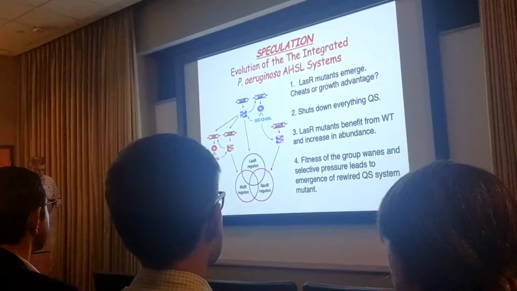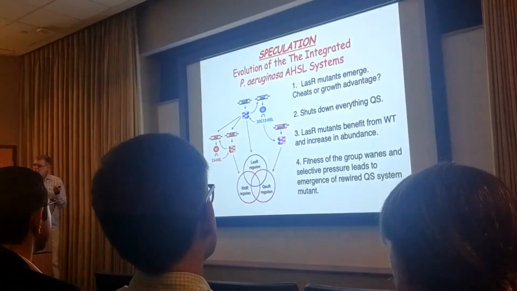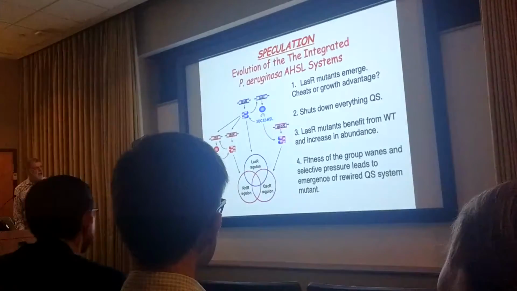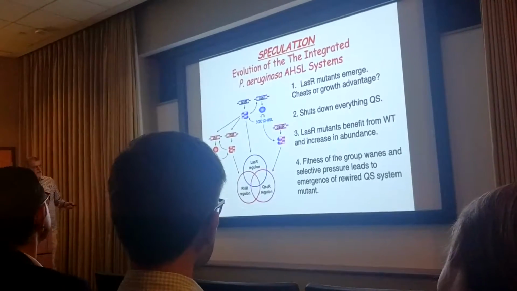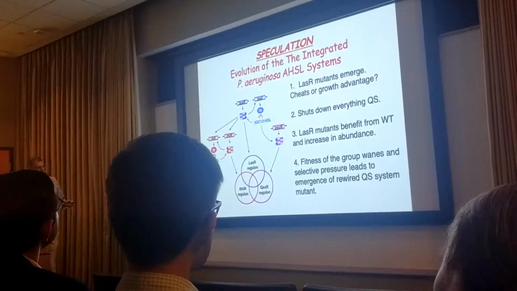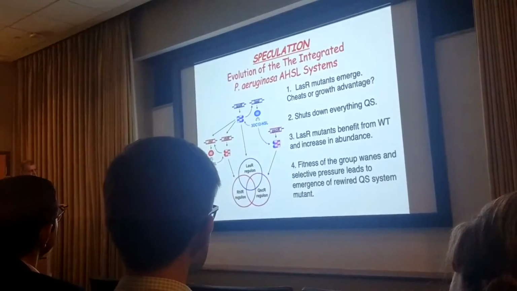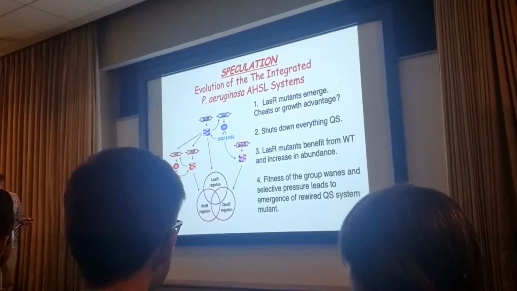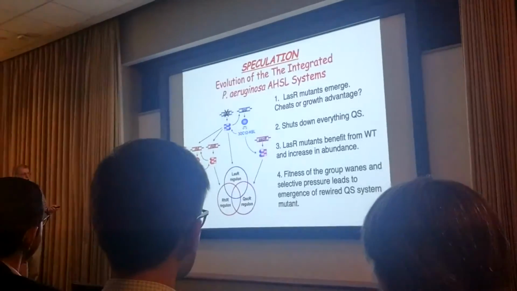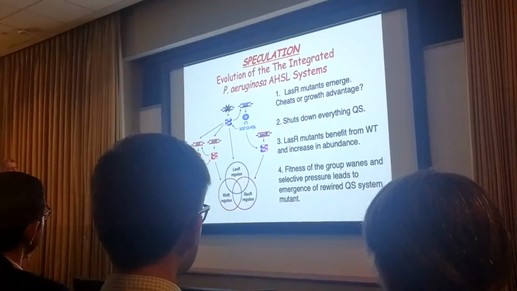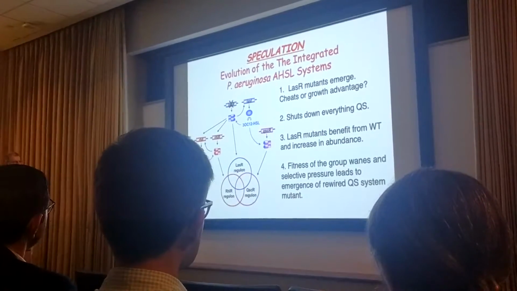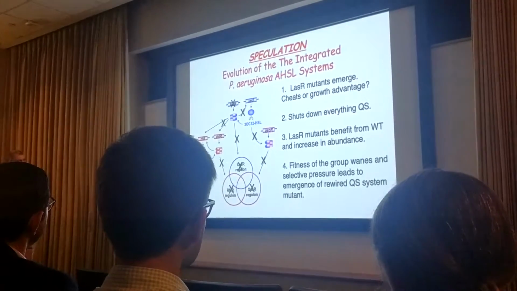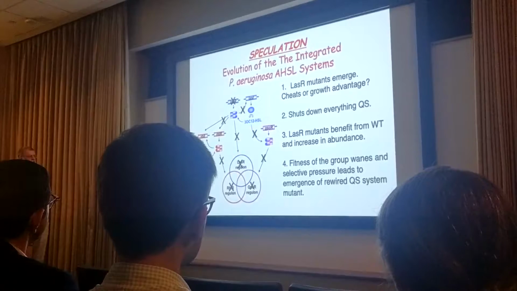So I can speculate a little bit about what may be going on in a CF lung. The idea is that wild type will come in and it has all of this circuitry. I didn't talk about QSCR, so try not to let that confuse your thinking. LASR mutants will emerge. I'm not sure why, maybe they're cheats, maybe they have some sort of growth advantage. And this will shut down everything in these mutants. And they'll increase in abundance.